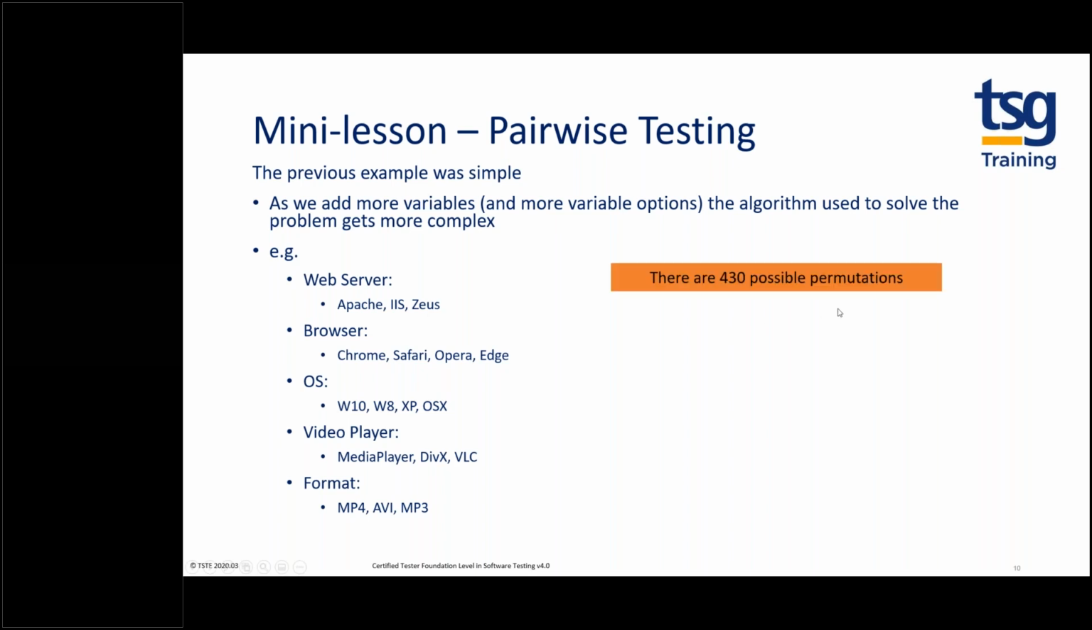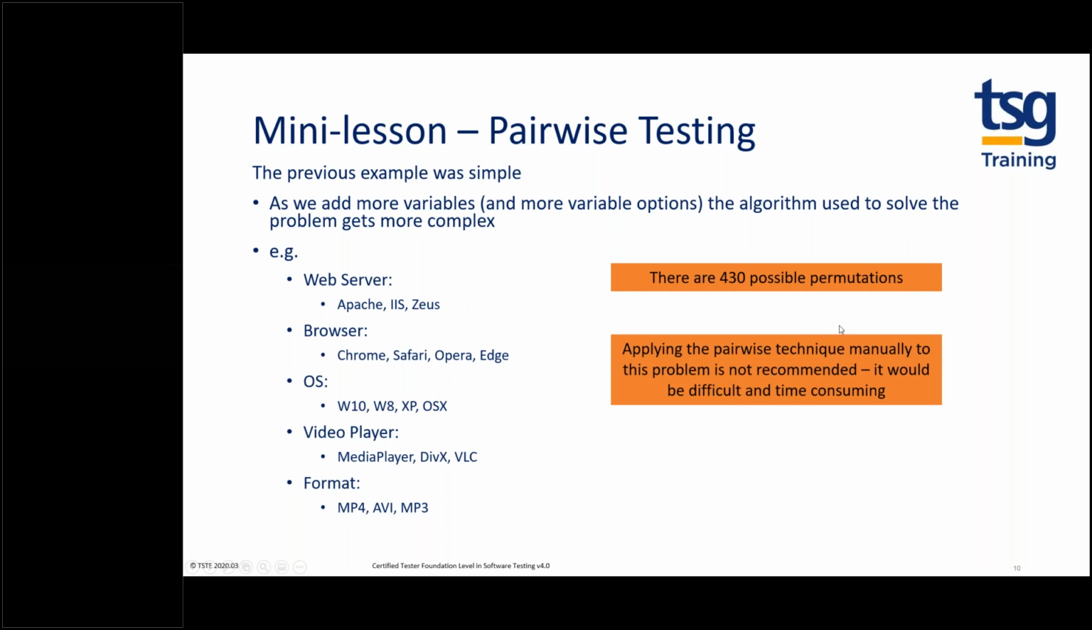Now, there are 430 possible permutations, and it's not recommended to apply pairwise to large problems manually. It's time consuming, it's tricky, it's easy to make mistakes. And these days, there are so many tools out there that we can use to solve this problem that we can do it a lot faster. So I'm just going to do a quick demonstration using a tool called PICT, which has been around for quite some time. It's a command line tool.